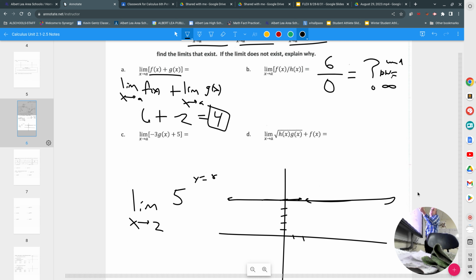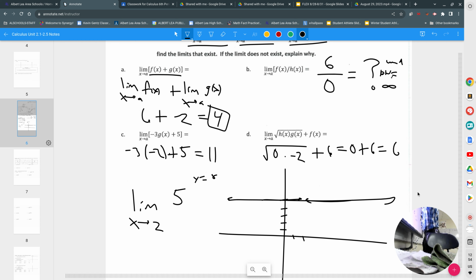Notice that letter C says negative 3 times g of x plus 5. So all we have to do is negative 3 times, what's the limit for g of x? Negative 2 plus 5. And so you can see that we get 11. Go ahead and do letter D on your own. Break them up with 6. Very good. Flip it on over.